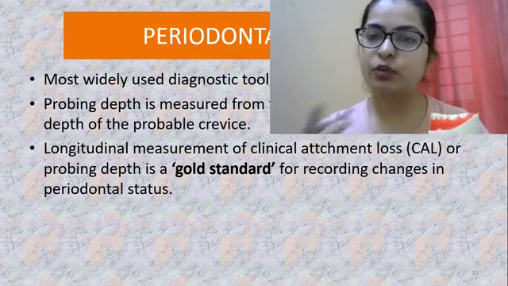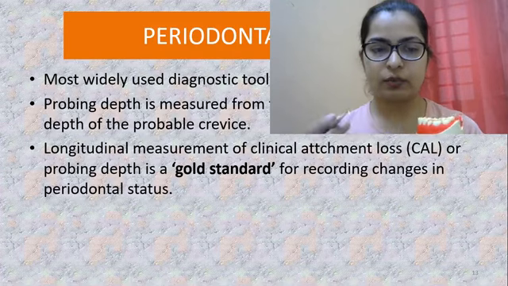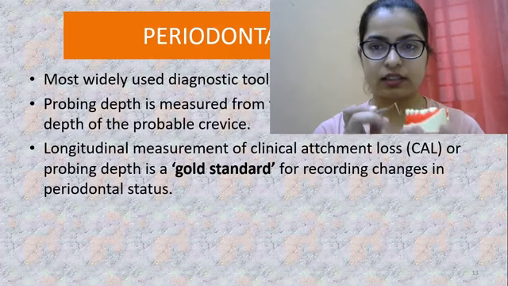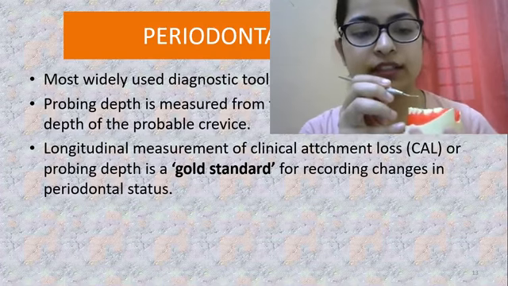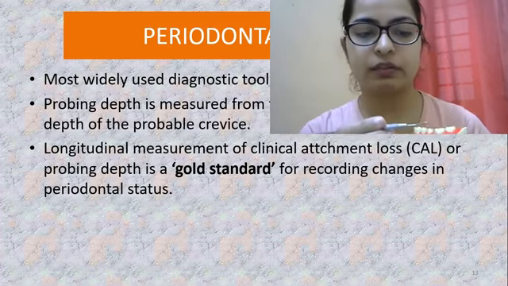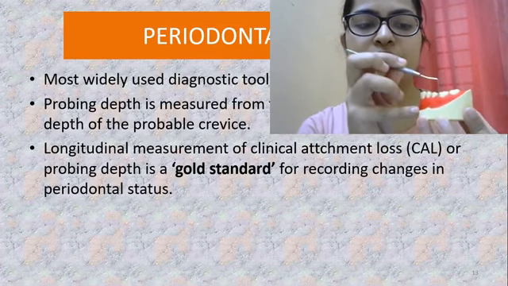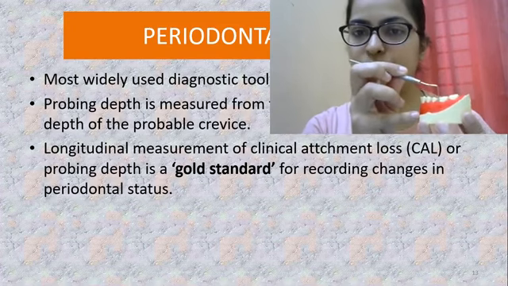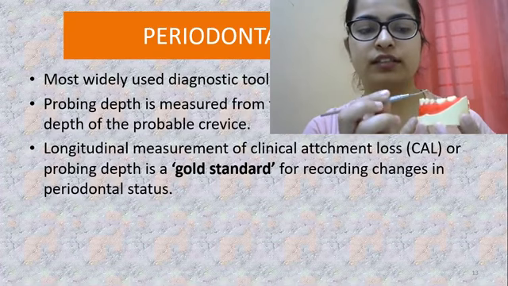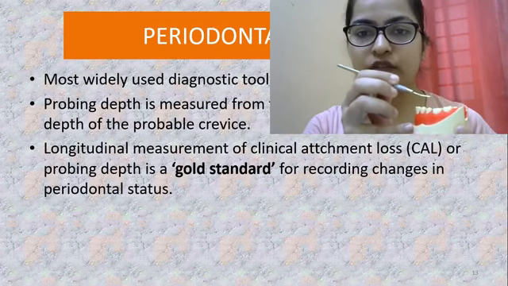So we have two types of probing. One is walking the probe, another is running the probe. Walking the probe is mainly done when we have to check the depth of the sulcus. So consider this part as the gingival margin. The probe should always be used parallel to the tooth. It should never be at an angulation like this, or this. It should always be parallel to the long axis of the tooth.